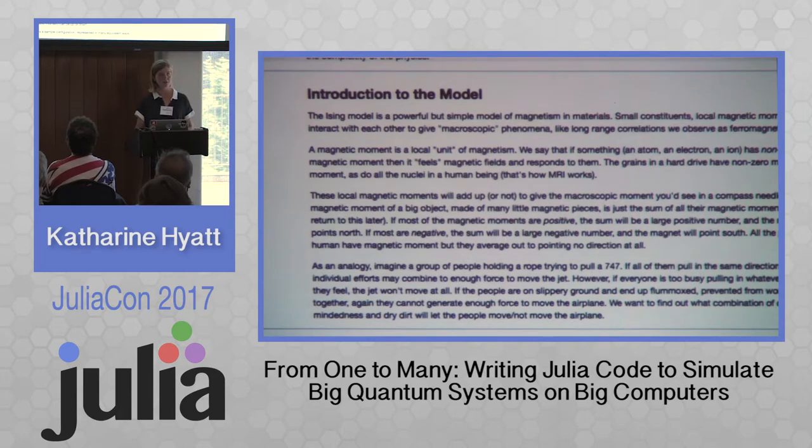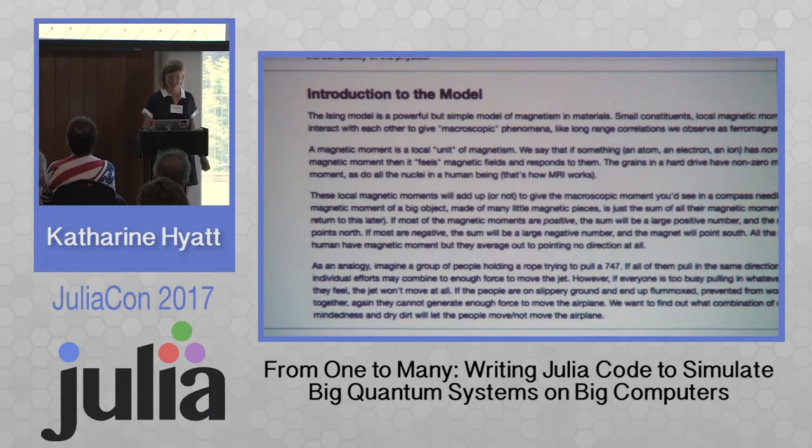For now, we're going to model each little constituent of the Earth or whatever our object is as having two possible states. It can be up or down, or north or south if you want. And we're going to see if all the norths add up with all the souths to form something that's large compared to the system, which would be a magnet.